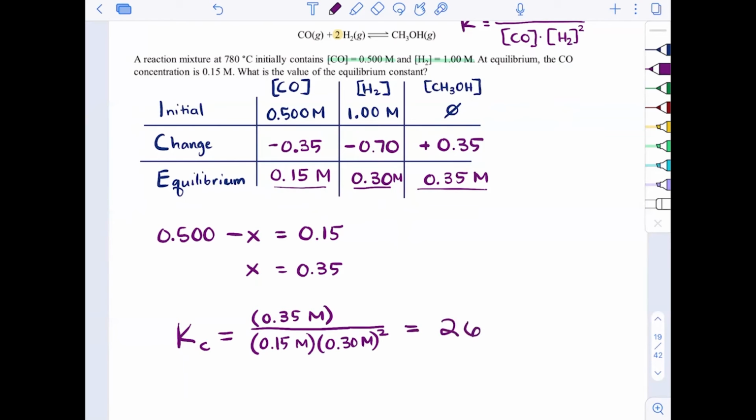26, unitless value. What does that tell you? Well, it weakly favors products. For every 26 products, I will have 1 reactant left over. So we do favor products here. We can even write this in scientific notation, 2.6 times 10 to the 1. We see a positive value in the exponent, so therefore we favor products, all right? Because K is greater than 1.